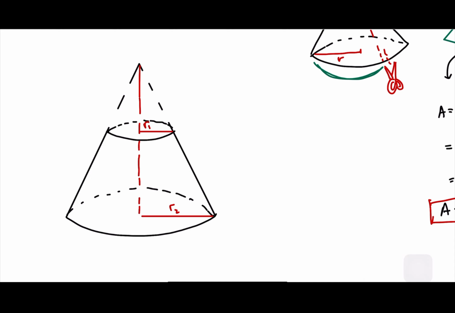Okay, and we have the L1 and L2. So the idea is we are going to calculate the whole cone, the full cone, and we are going to subtract the small cone on the top. So we will get the bottom shape, right?